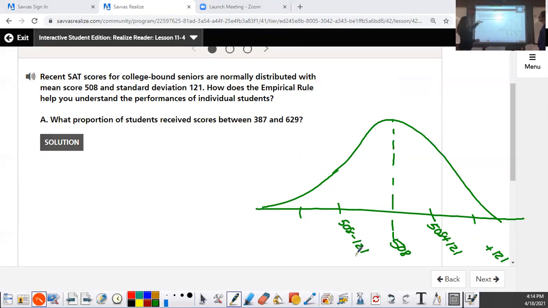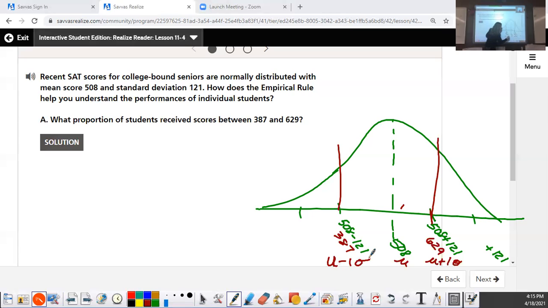And so what proportion of students receive scores between 387 and 629? Those are 387 and 629. So basically, they're just asking between one standard deviation. How do you write it? You write mu plus 1 sigma, and this is our mu, and this is mu minus 1 standard deviation. I think it's helpful to put this notation at the bottom as you go, just to get yourself used to it. So 68% is definitely going to be between that.